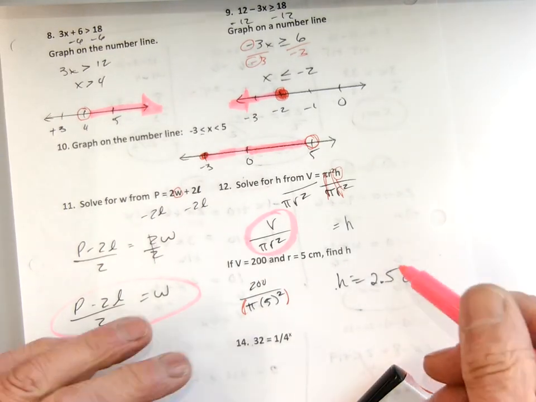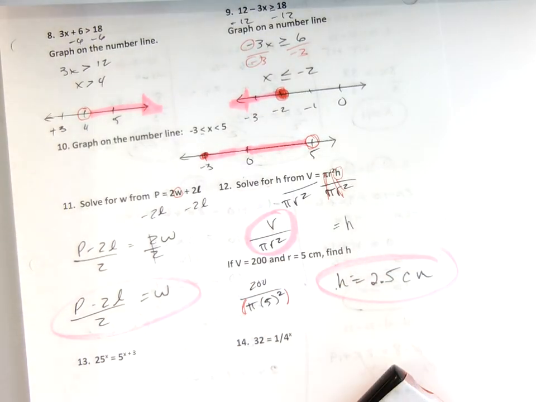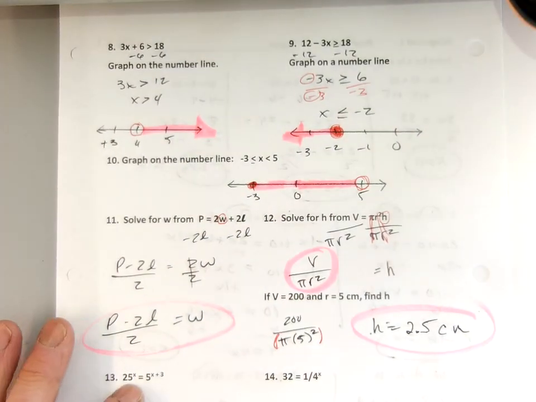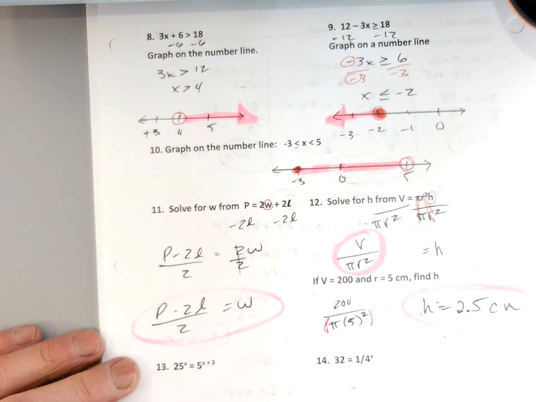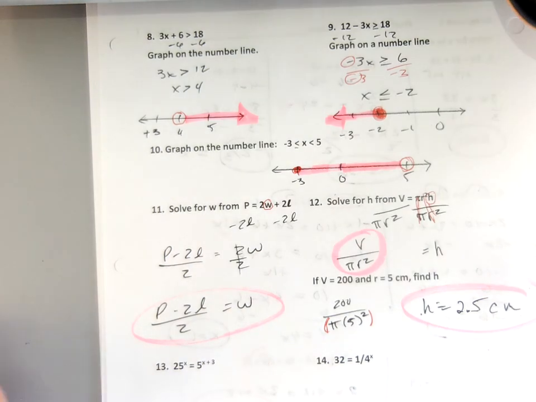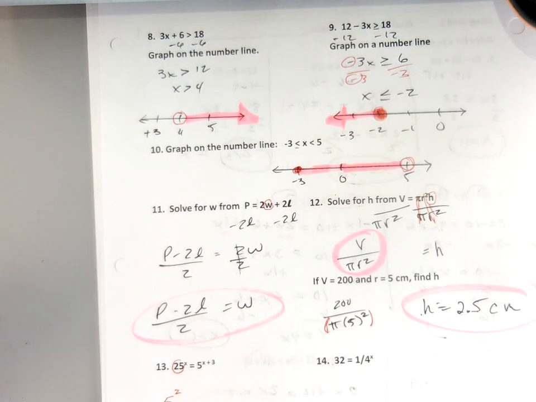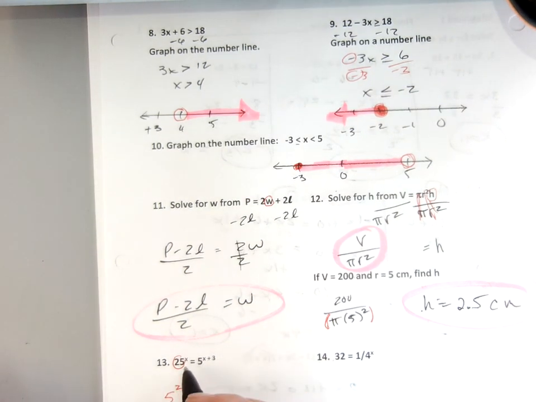Now 13 and 14 are what we've been working on this week. So let's look at that. This last week, I mean. So 25 is a base of 5. So the same base. So 25 is 5 squared. Okay. So I've got 5 squared, but don't forget the x, so I have 5 to the 2x equals 5 to the x plus 3.